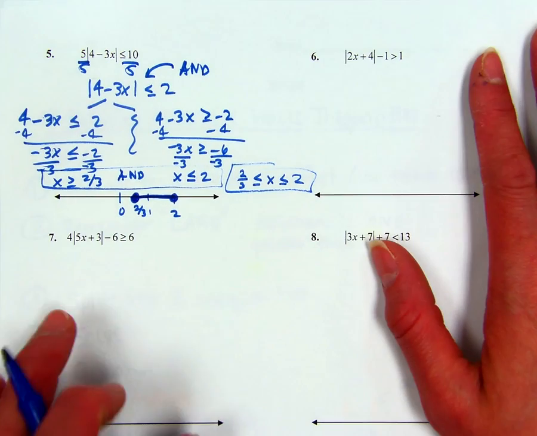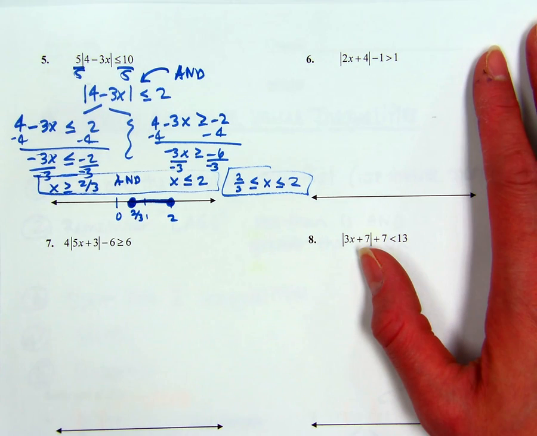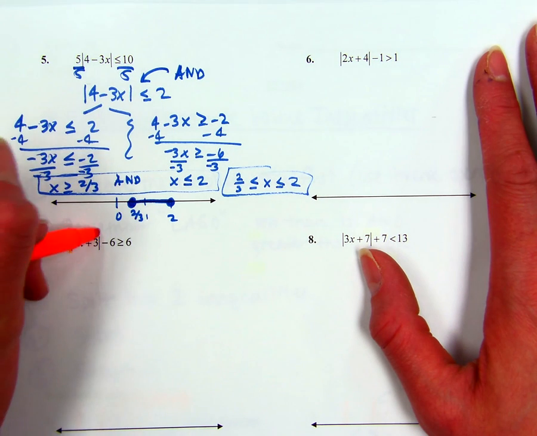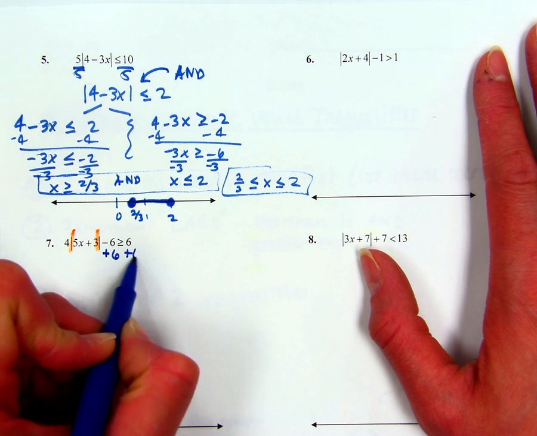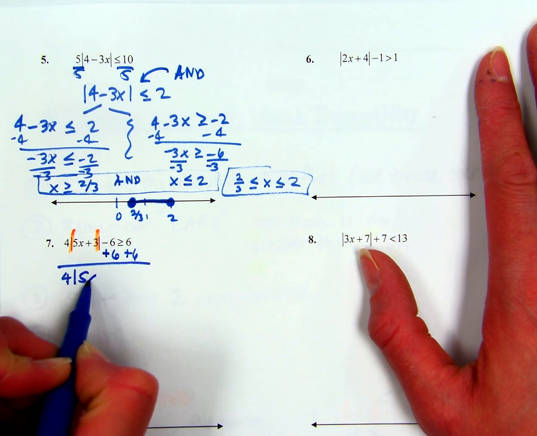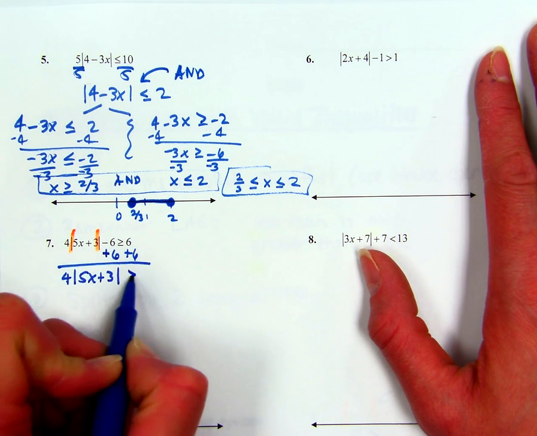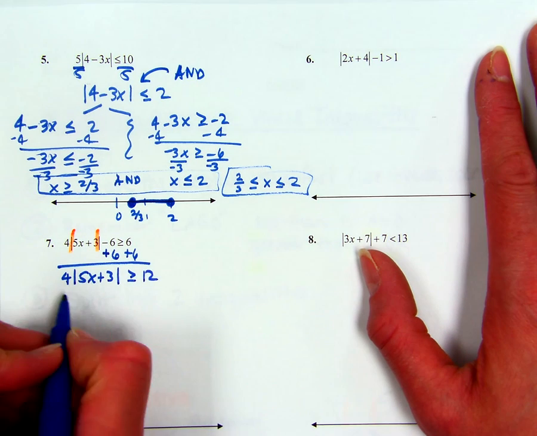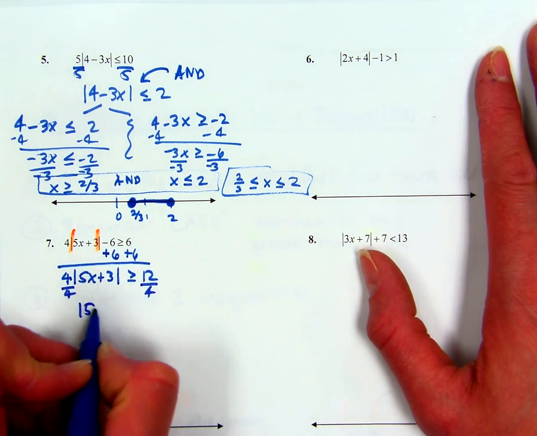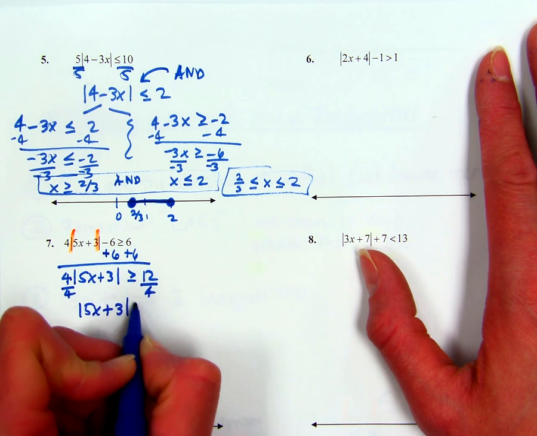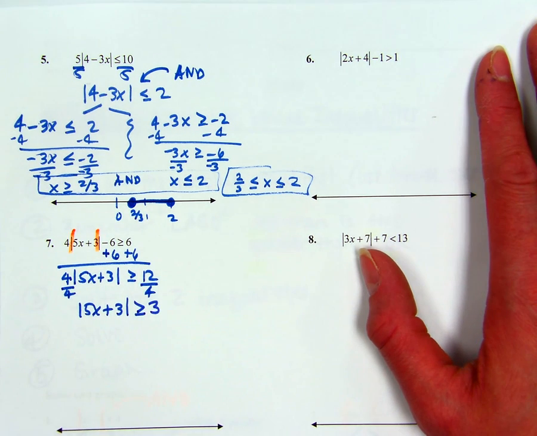All right, we're going to go to number 7. So absolute value is not isolated, so you need to undo the 4 and the negative 6. You want to undo a minus first by adding. So 4 times the absolute value of 5x plus 3 is greater than or equal to 12. This is being multiplied, so to undo multiplication, we divide. Absolute value of 5x plus 3 is greater than or equal to 3.